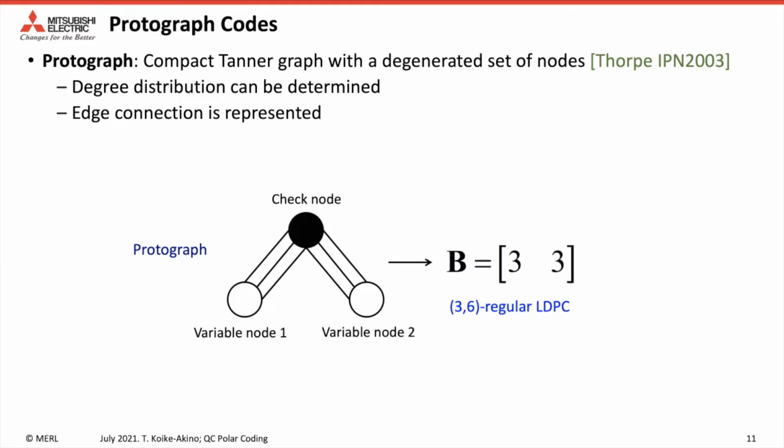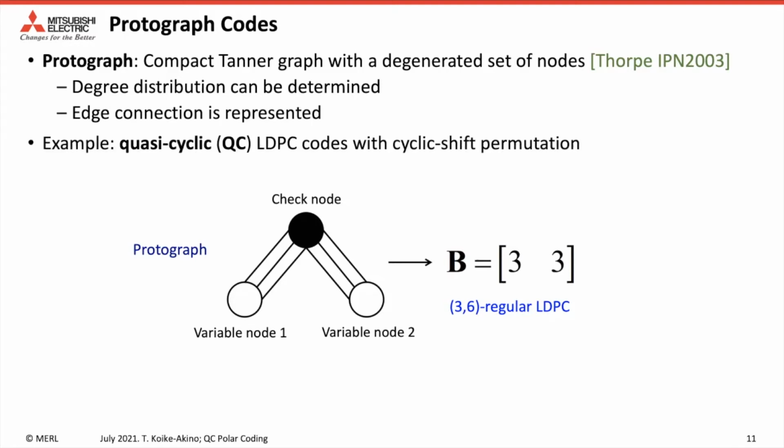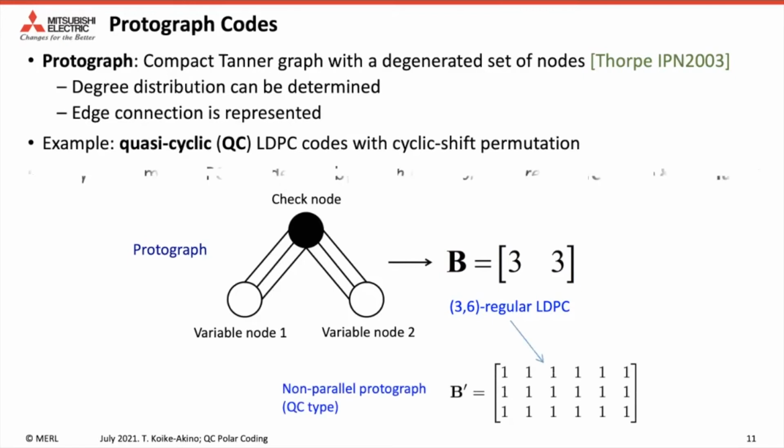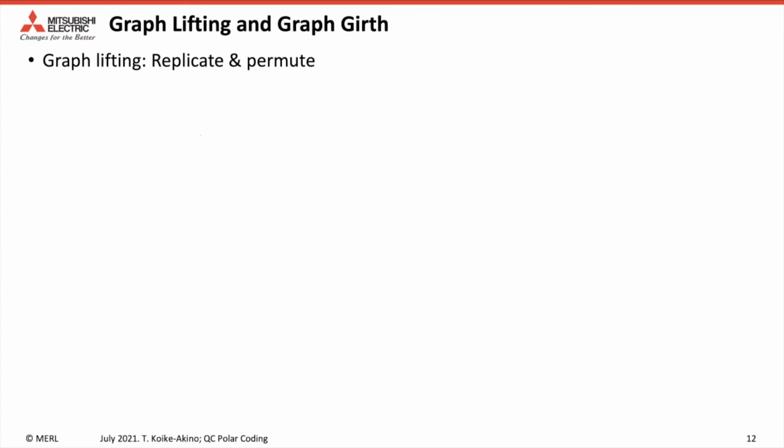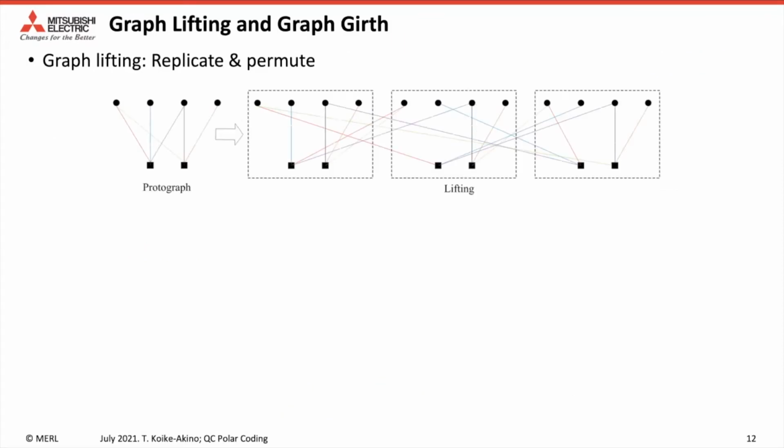The concept of protograph was originally proposed in 2003 to represent a Tanner graph in a compact version. For example, any 3-6 regular LDPC code can be represented by only 2 proto-variable nodes and 1 check node, like this. One popular protograph code is a quasi-cyclic QC LDPC code using cyclic shift permutations. We can derive the parity check matrix by using a graph lifting procedure. Graph lifting uses replication of a graph and permutation of the edges.